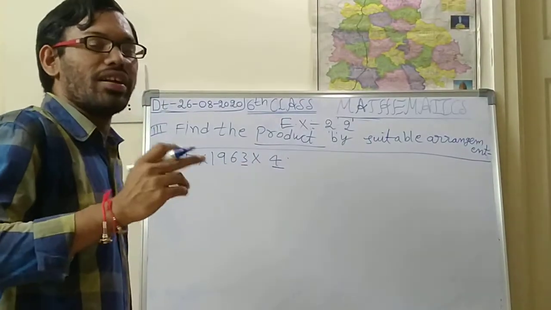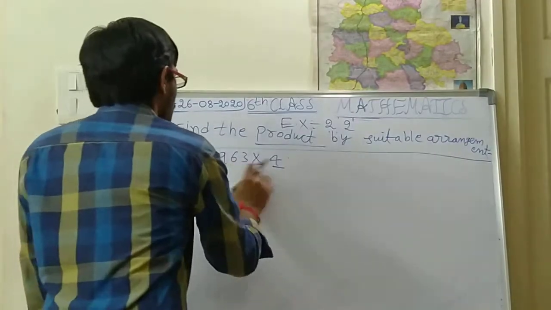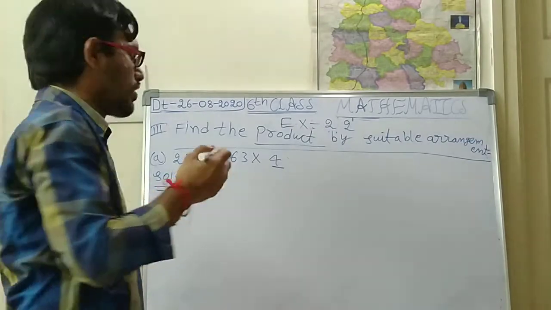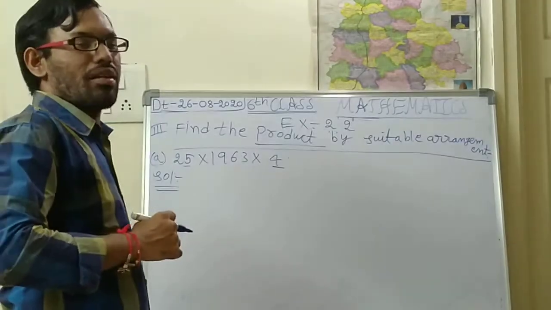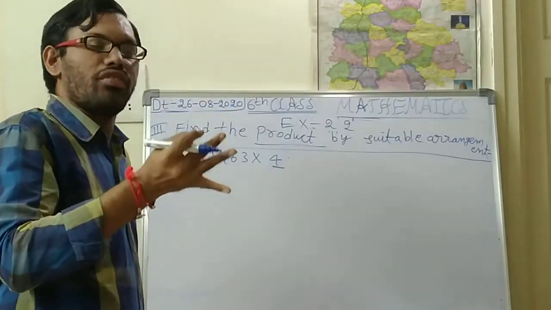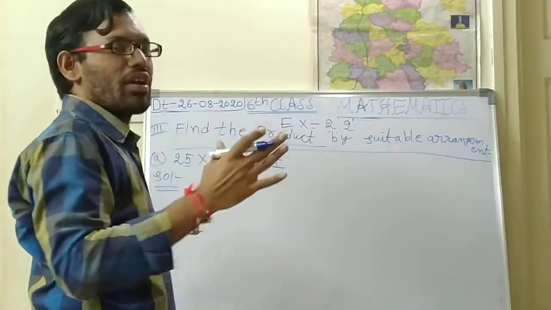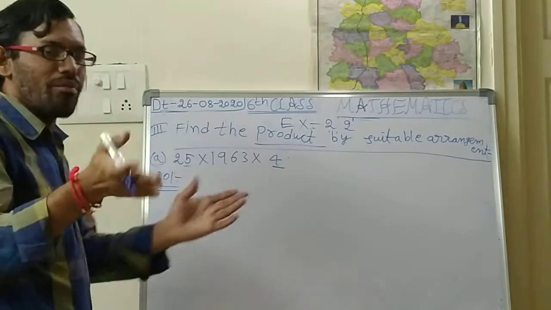12 is not a tens number. Okay. Suppose 4 into 5. 4 into 5 is 20. That means here a tens number is coming. So either 10, 20, 30, 40, 400, 500, 600, 700. So if that type of numbers is there, you should combine those two.